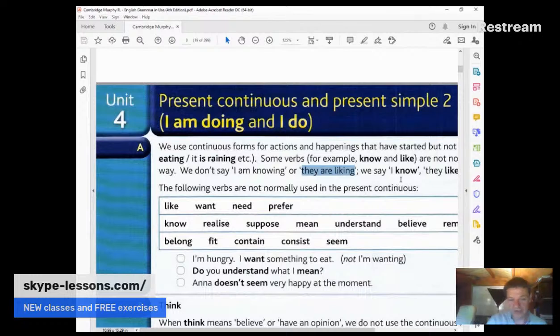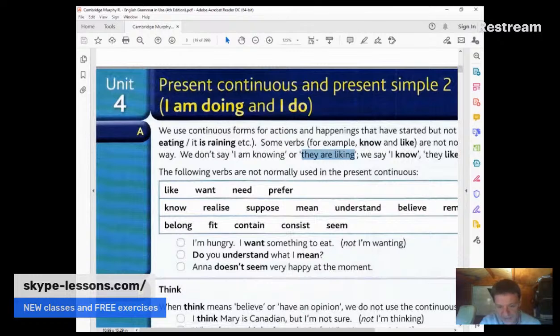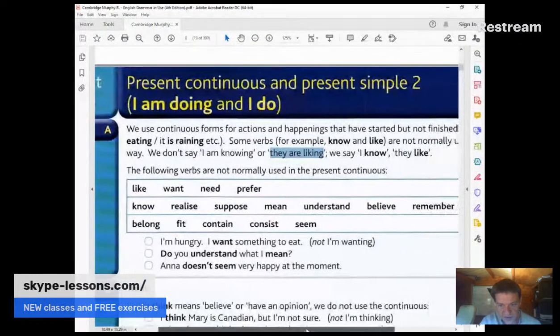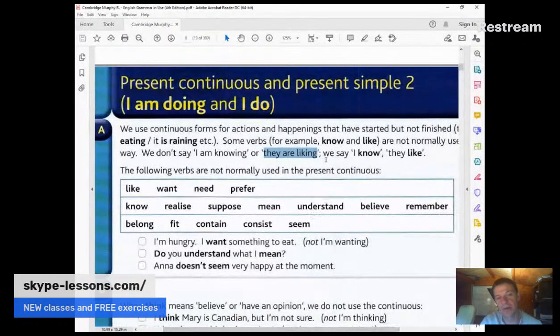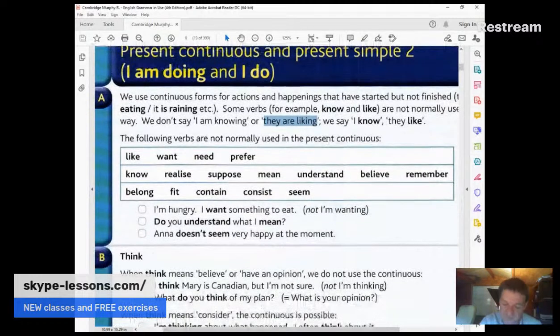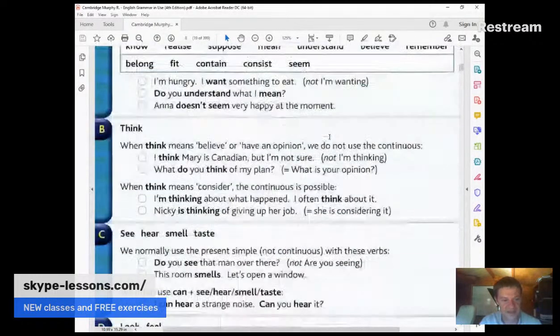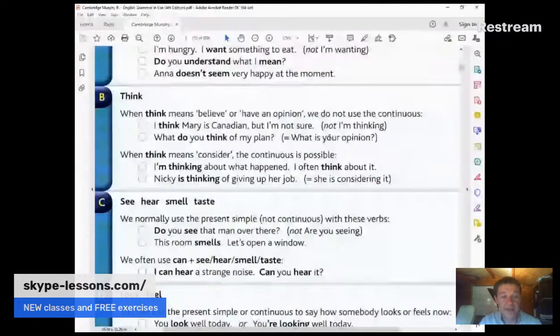So we don't use these words like want, need, prefer, know, realize, suppose, mean, understand. These are all stative verbs, and so you must not use them in continuous tenses. It's very important that you learn these stative verbs right from the beginning. And then it does mention that think could be stative, and it is stative when it means have an opinion.